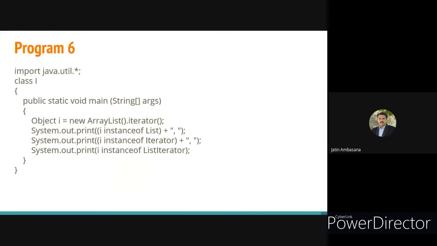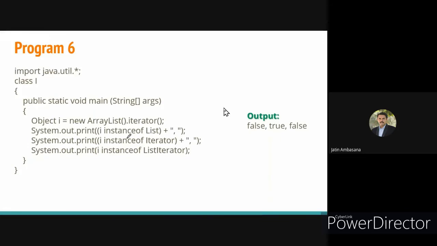Okay. What will be the output of this particular program? Can you say? This is class I, where we are using an ArrayList. We are saying Object I is equal to new ArrayList iterator. So here we are using the instanceof operator. First we take the iterator from an ArrayList and put that iterator object into I, and then we check whether it's an instance of List, an instance of Iterator, or an instance of ListIterator.